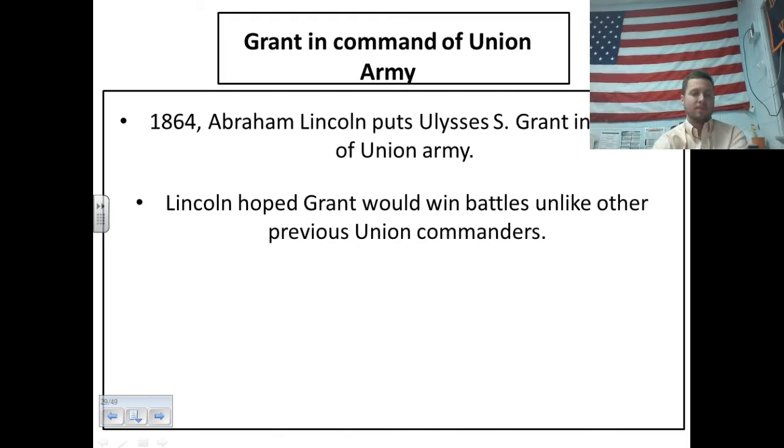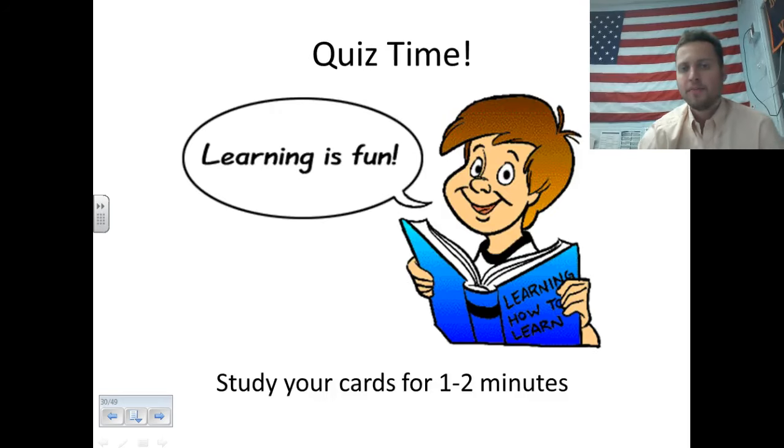Grant's a winner. Please put this down. Lincoln hoped Grant would win battles unlike other previous Union commanders. And now, in 1864, the battle is Grant versus Lee. The North's best general is going up against the South's best general. Okay? All right, we good?